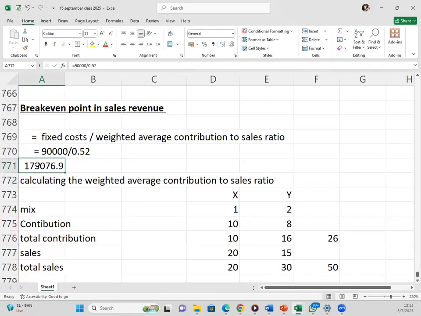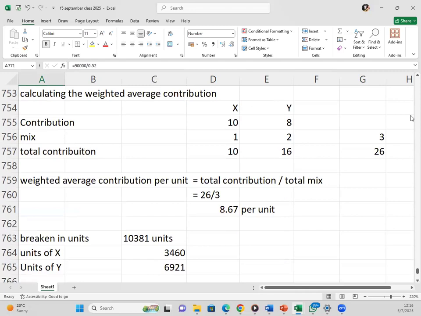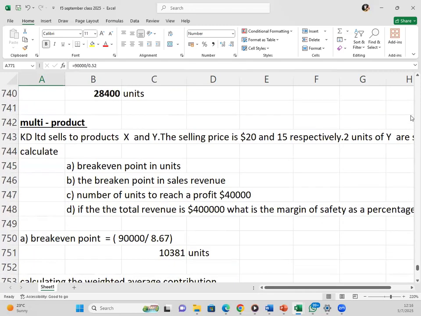So in order to break even, we have to make sales of $173,076. So in order to break even, these are the sales we should make. So that's the break-even point in sales revenue.